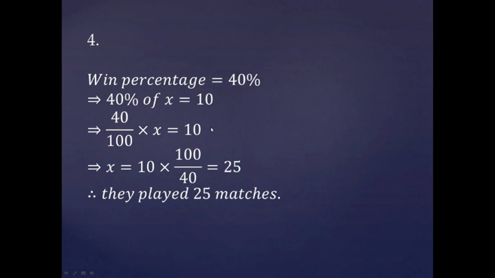So whenever you are going to shift that rational number to the other side of equal to and take up the operation as a multiplication, you have to reverse it. So 40 by 100 will become 100 by 40. So let's cut down. With 0, you cut 0 here. Then with 40, if you cut this 100, you will have 25. So they played 25 matches altogether.